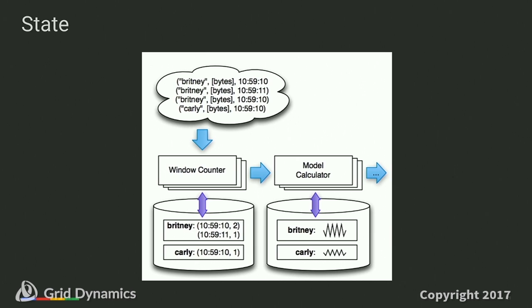If you have late arriving data, will you go and update this thing? In this particular pipeline, they did not. And the reason why was because for the model calculator, this is a lossy computation. You're taking raw data and turning it into these cubic spline approximations.